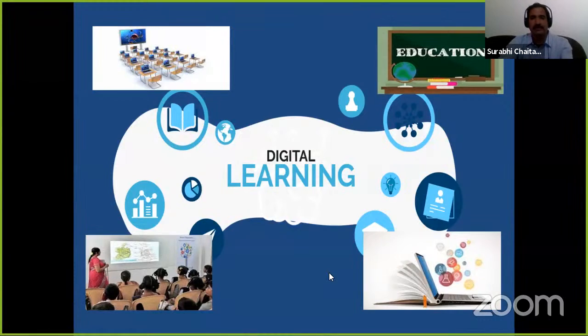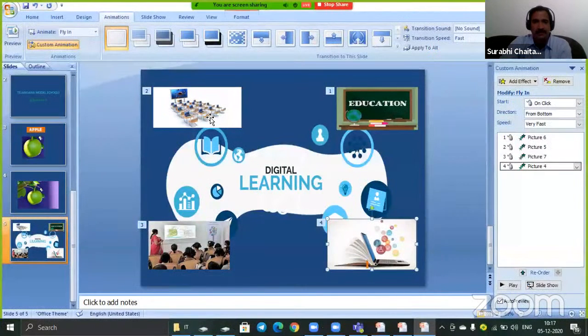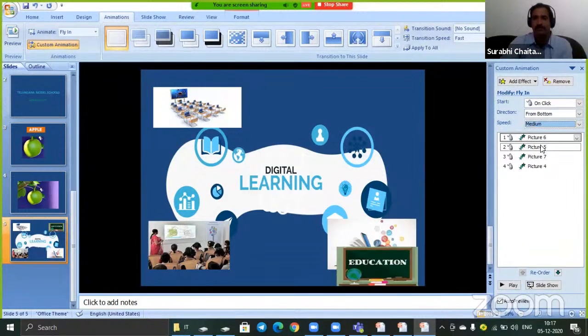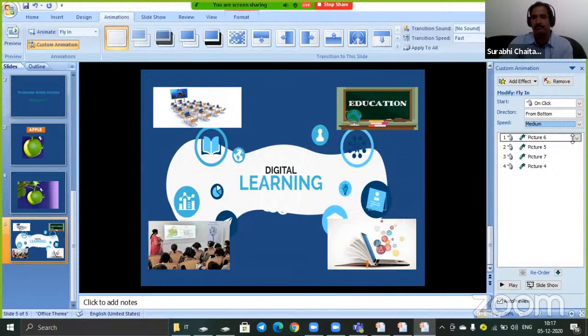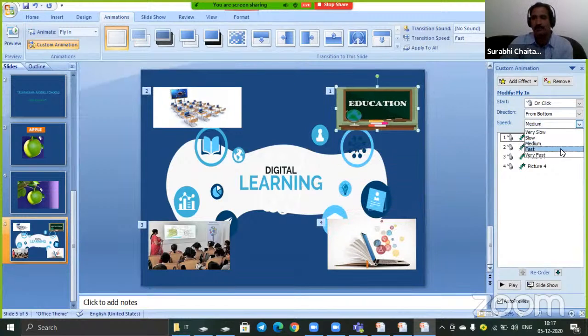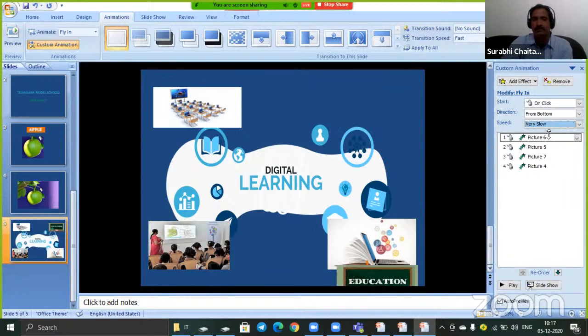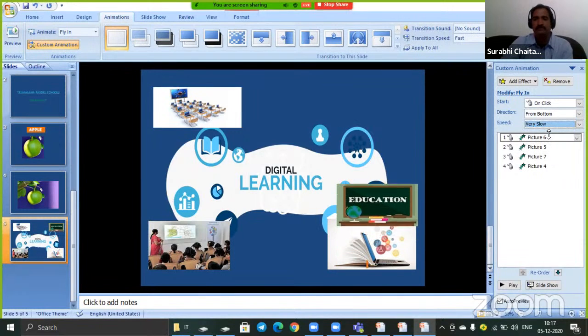Now I will adjust the animation. Now select this wherever animation is there. After opening this custom animation, for the first one, I want to get it from the right hand side top. Now here it starts on mouse click from the bottom, very fast it is given. Now I want my picture to be medium size, very slow, we will explore. It is coming from the bottom. Now I will keep it very slow. You can observe the movement. Now it is coming very slowly.